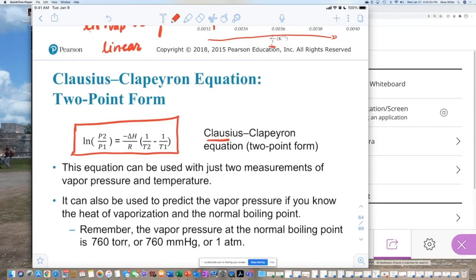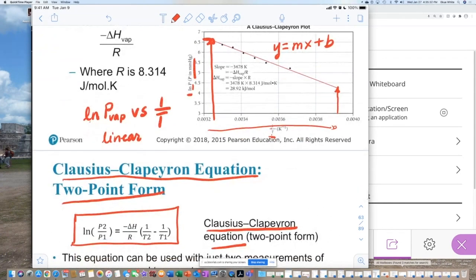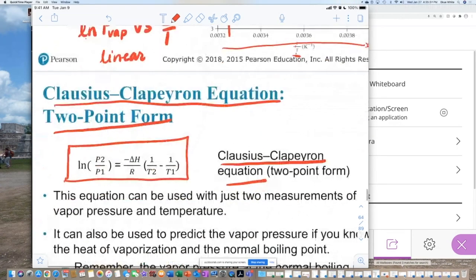So here we have Clausius and Clapeyron, two scientists who worked together to figure out what is called the two-point form version of the Clausius-Clapeyron equation. So I'm just kind of going straight to that. If you read the textbook, they give you more information of how they arrived here. You pretty much take this right here, get the equation of the graph in y equals mx plus b form. And then you do this twice, and then you combine both equations to get this right here. Okay?